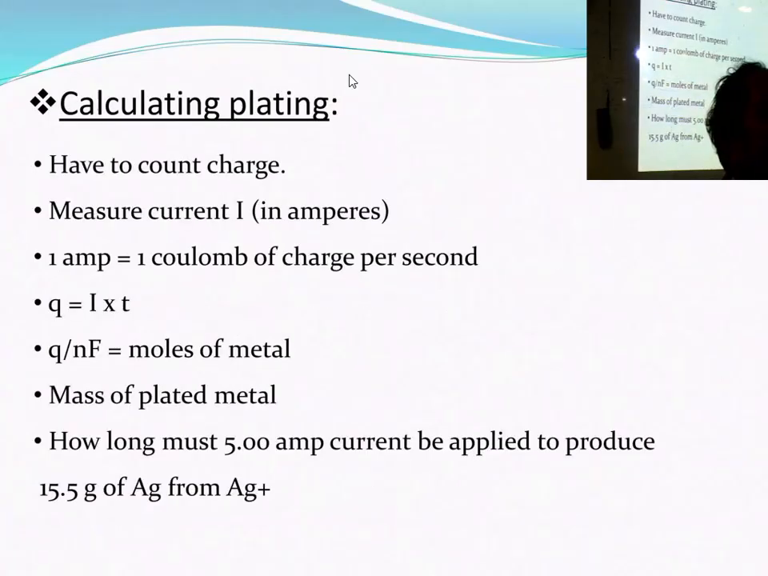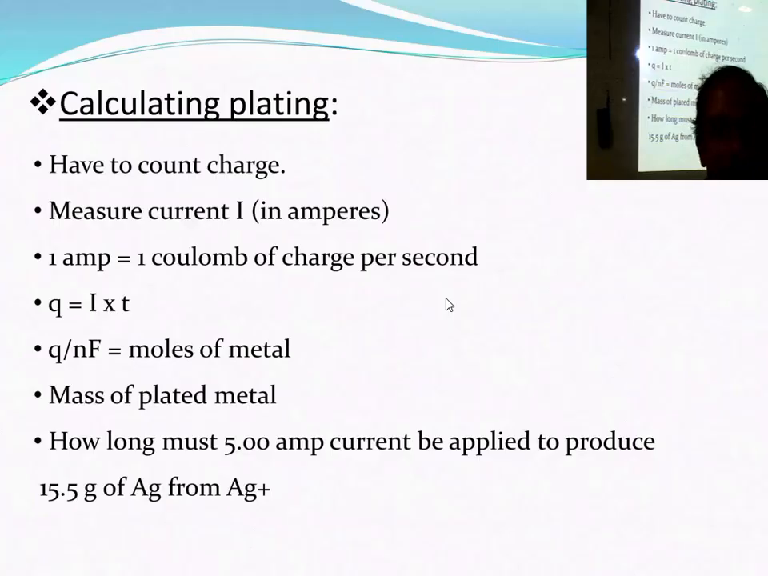Now, whenever doing electrolysis, there is a formula we are using: Q equal to I into T, ampere into time. The amount of charge in coulomb is equal to ampere into time. So how much time the current should be applied can be calculated for any type of coating. So there is a numerical.